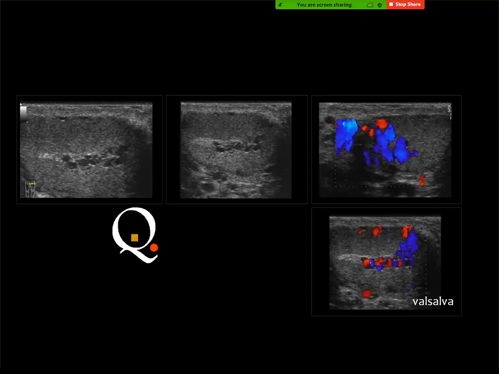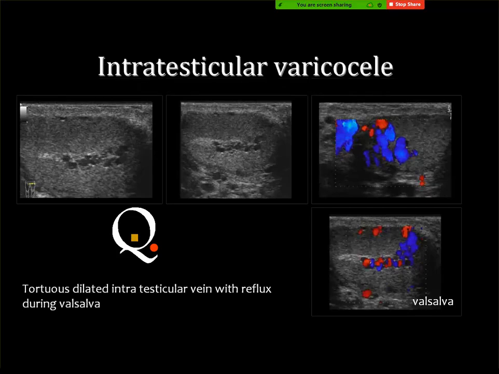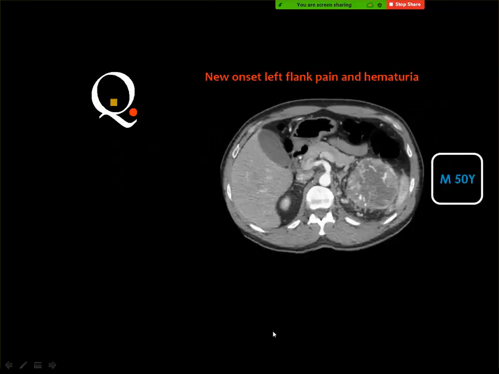Intratesticular varicocele. Very good. Epididymo-orchitis? Yes, and this is intratesticular varicocele. You know that we have two types of varicocele, one at the neck of the scrotum, which is extratesticular, and another one inside the testicle. And you can see the color Doppler showing the vascularity, and you may also use the Valsalva maneuver to confirm your diagnosis. Very good.